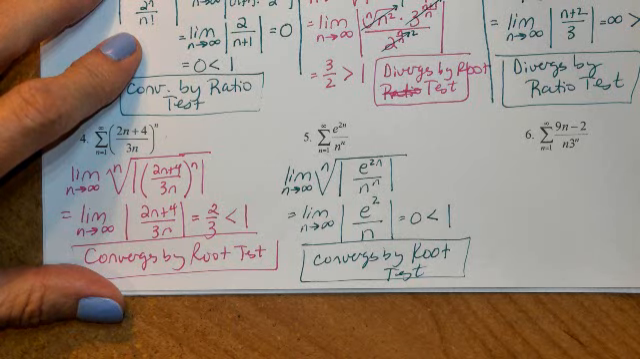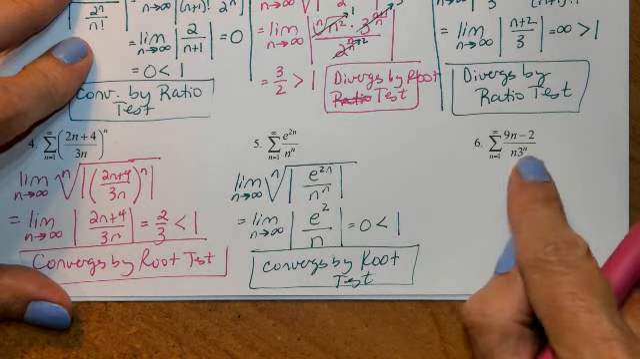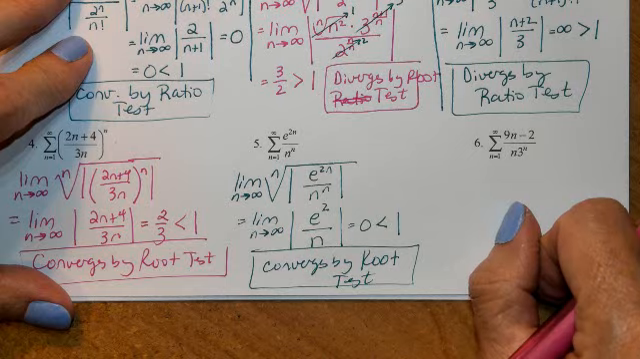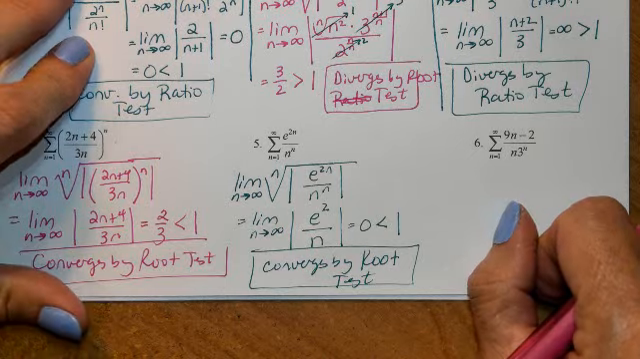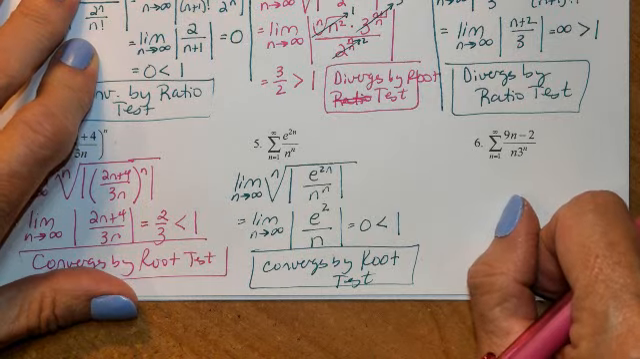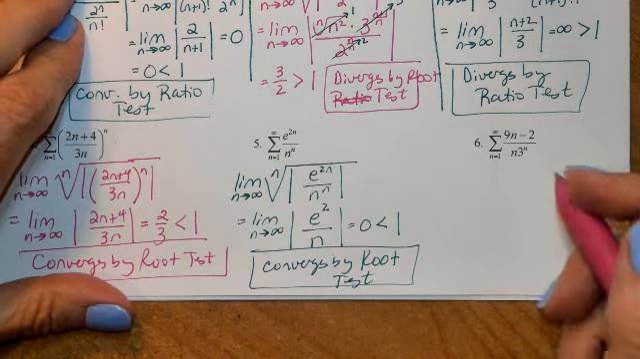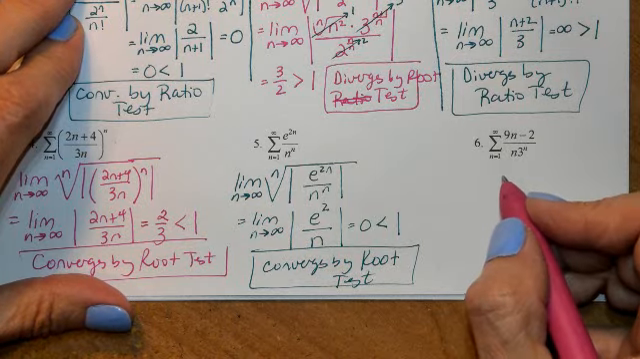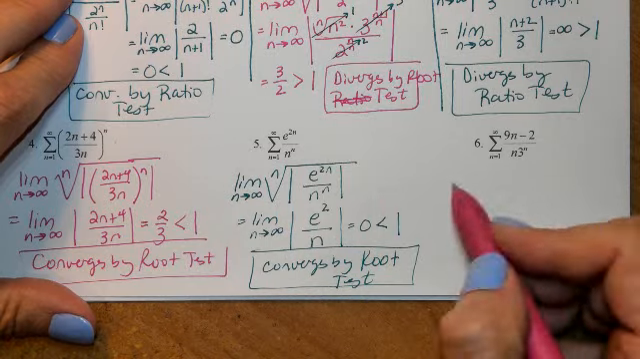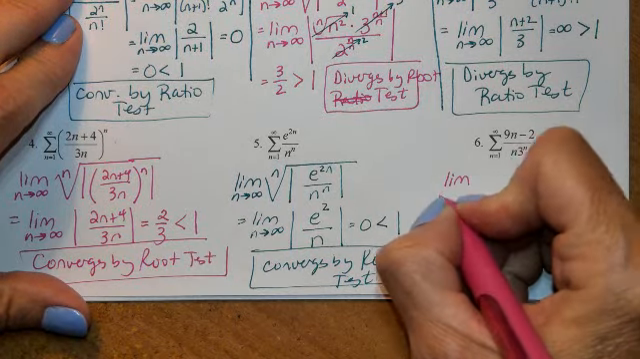Okay, one more here. Number 6. Again, I see a power of n. I'm going to use the root test. I could use the ratio test. Would you like me to use the ratio test? Huh. I think I would use the root test, but you can use the ratio test if you prefer. But I would use the root test. I kind of like the root test better. To me, it's a little bit simpler. But the ratio test is fantastic as well. Whatever. I'm going to use the root test though.